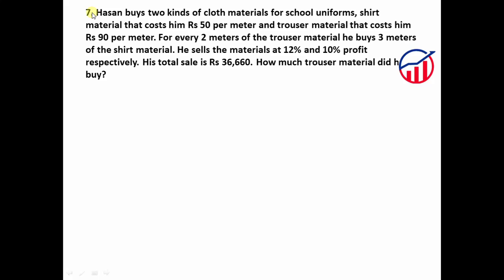So question number 7. Hassan buys two kinds of cloth material for school uniforms. Shirt material that costs him rupees 50 per meter and trouser material that costs him rupees 90 per meter. For every 2 meters of the trouser material, he buys 3 meters of the shirt material. He sells the material at 12% and 10% profit respectively. His total sale is 36,660. How much trouser material did he buy?